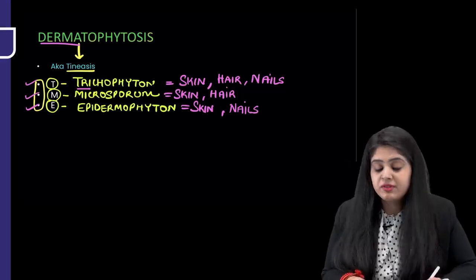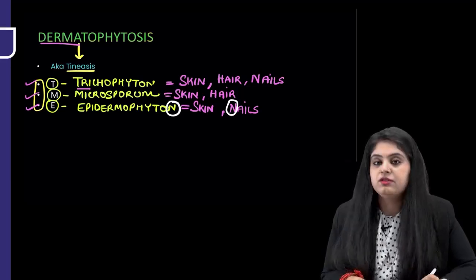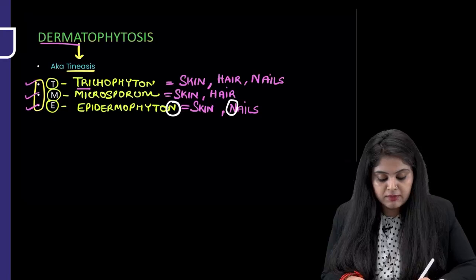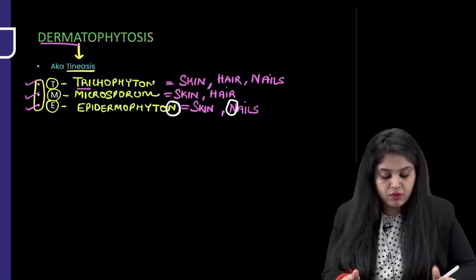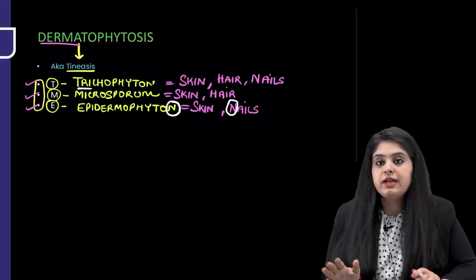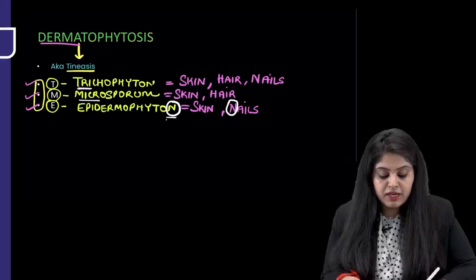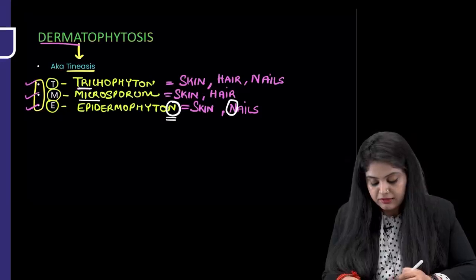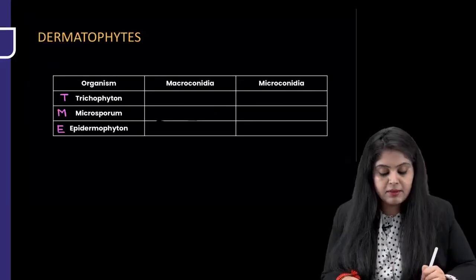And how will I remember? Because here the confusion will occur. So remember, Epidermophyton, the one that is ending with N, that is going to have the nails in it. So remember, Epidermophyton will have the nails and Microsporum will have the hair. So simple. When I'm talking about Trichophyton, all three: skin, hair, nails. Microsporum, skin and hair. Epidermophyton, skin and nails. Having said that, now we come back to this mnemonic. Why did I say TME?